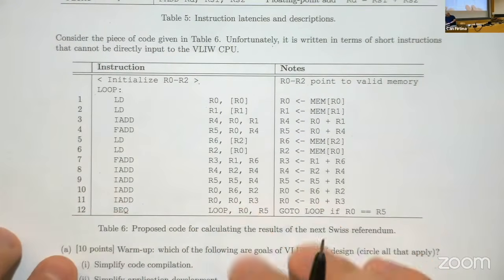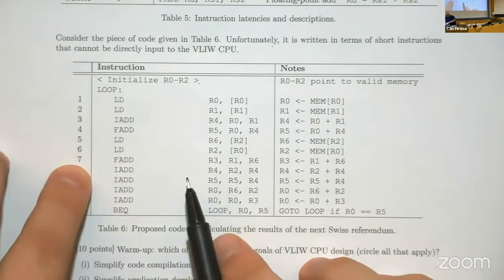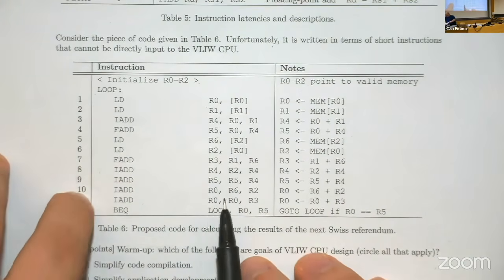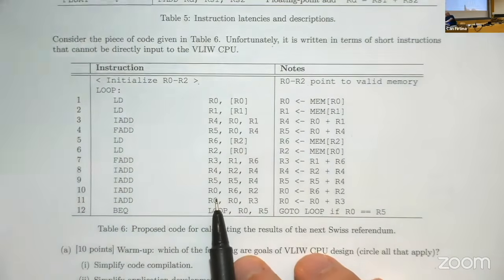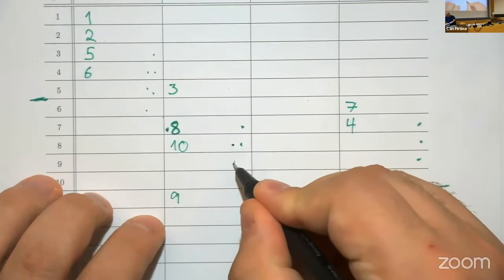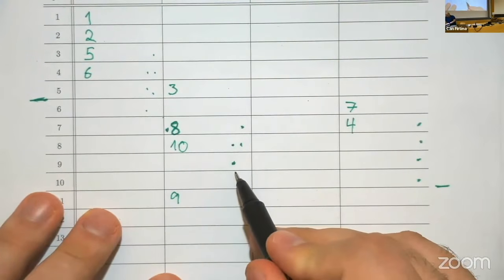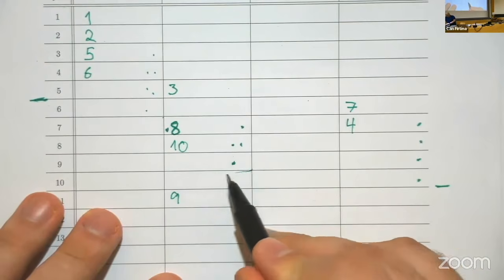So we have a dependency on R0 and on R3. R3 was last modified by this instruction 7. R0 was modified by the instruction that comes just before. So let's take a look at this instruction 10. This one has a latency of 2 cycles, right? So this value becomes available here at this point.